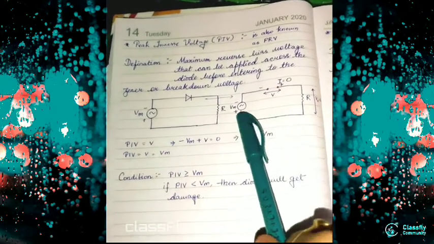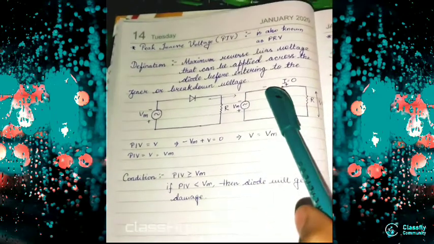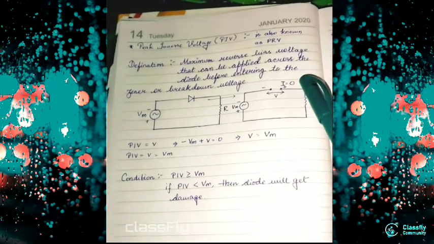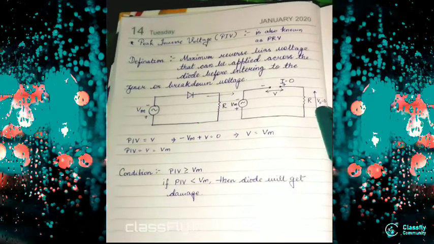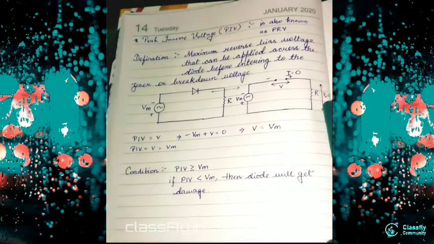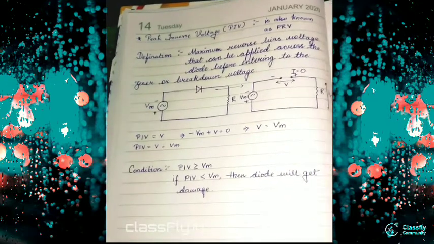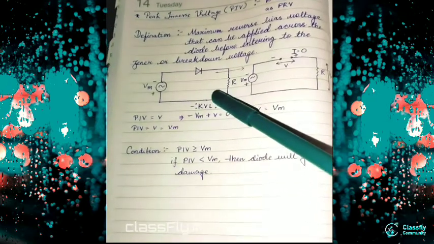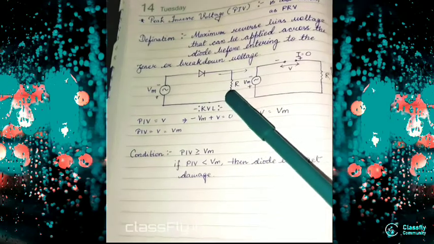Here the voltage will move from positive to negative, and as it is an open circuit, there will be no current flow. That means I is equal to 0, and the resistor voltage, that is V out, will also be equal to 0 because there is no current flow. Now we will solve this equivalent circuit with the help of KVL, that is Kirchhoff's voltage law, which is also known as the loop rule.